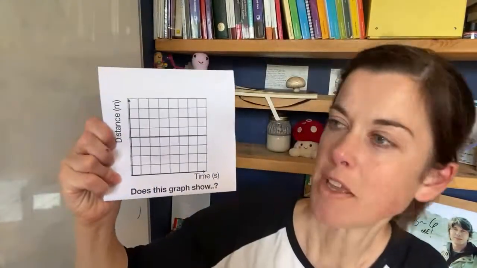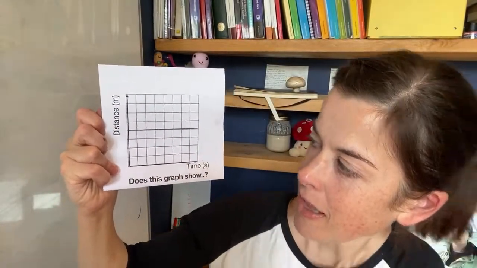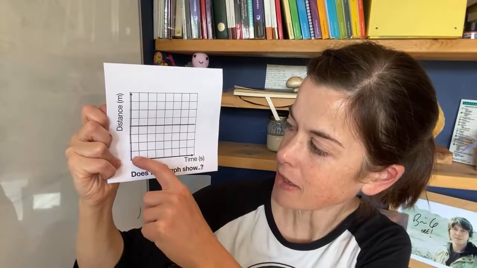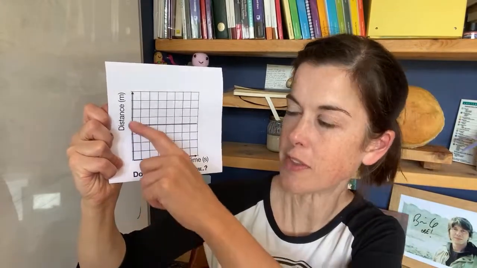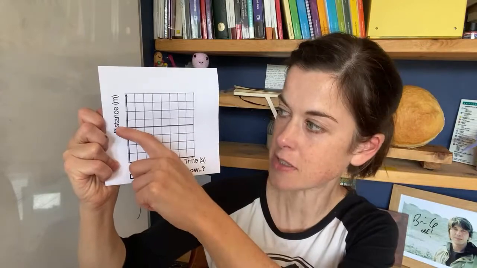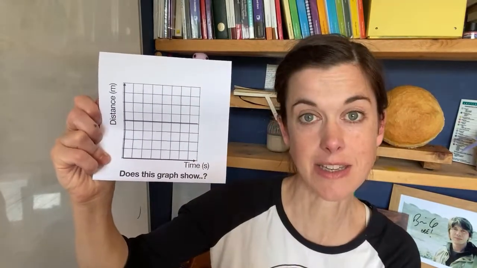This next one. You've got a distance time graph and let's say this is meters 1, 2, 3, 4. The line just goes across. It just stays at 4 meters. What is this thing doing?